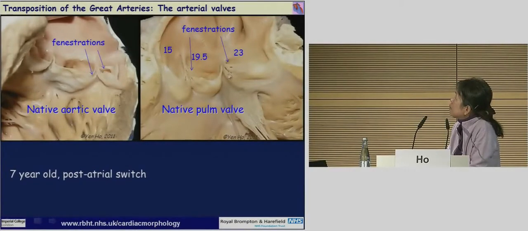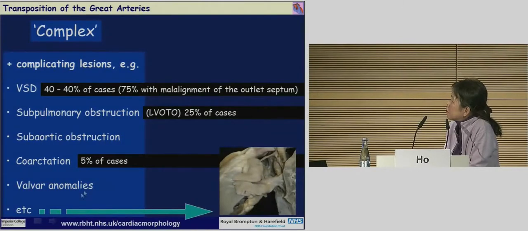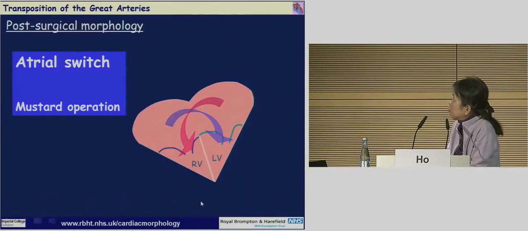In this example, we had fenestrations in the native pulmonary valve, and these are just millimeter dimensions, and you can see how disproportional this particular case is, a 7-year-old post-atrial switch. We talked about other anomalies, so there's juxtaposition of the atrial appendages, for example, in addition to valvular malformations. And I would like to take you through some of the surgical morphology that we encounter in our post-mortem series.